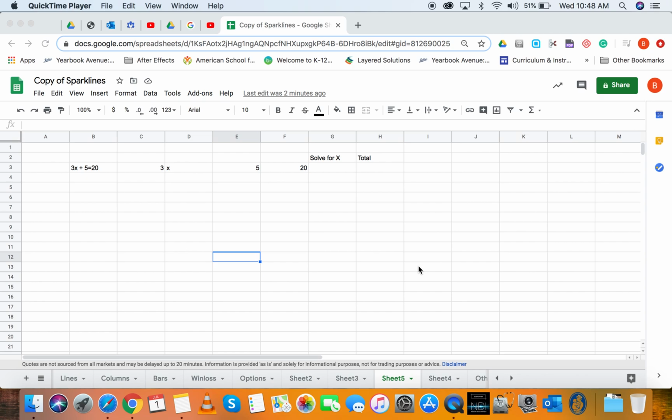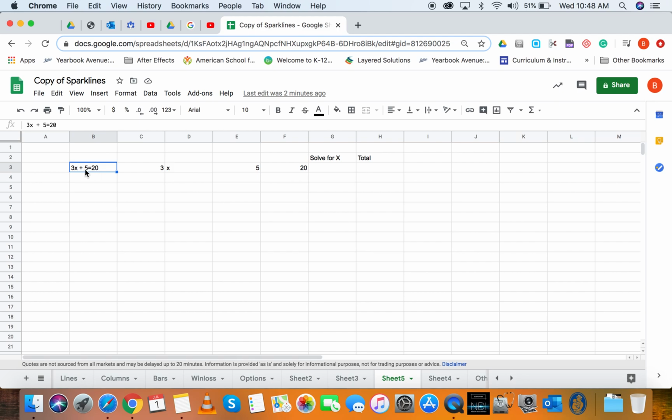Welcome back to Google Sheets, and today we are looking at simple algebraic equations and how we can maximize the use of Google Sheets to do this. So as you can see here, this is my formula, 3x + 5 = 20, and we could probably do this in our head because it's a pretty simple one.